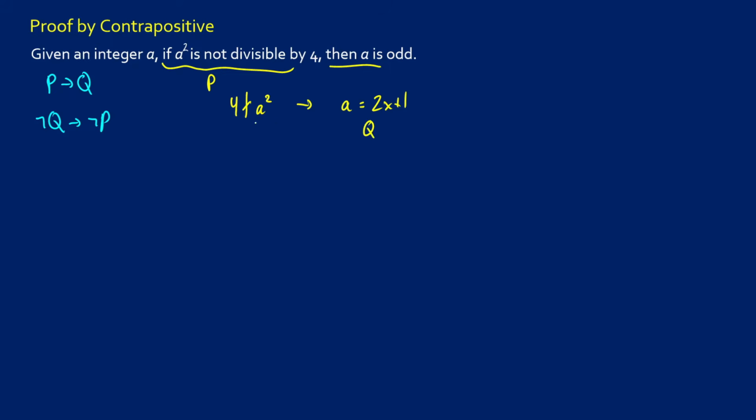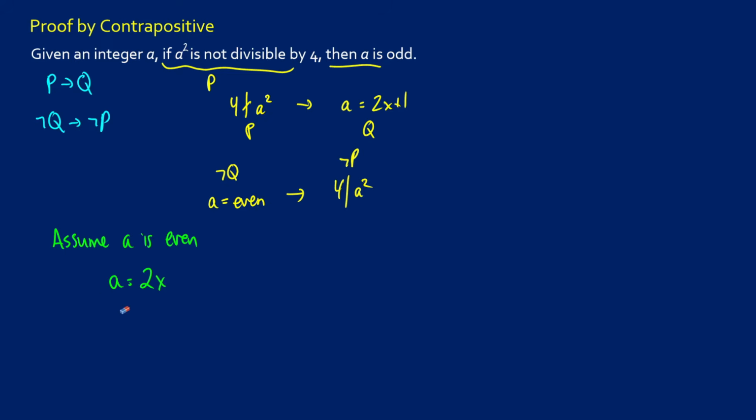Okay, so what we're going to prove is the opposite. So this is our q, this is our p, so our not q is going to be a is even, because that'd be the same thing as saying a is not odd. And then this says that a squared is divisible by 4. So 4 divides a squared, and that would be our not p. So we can just do this proof as normal. So we can say assume a is even. So this means that a is equal to, let's just use 2x for some x in the integers.